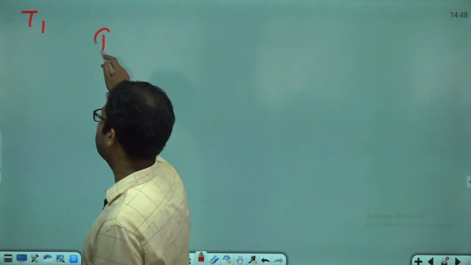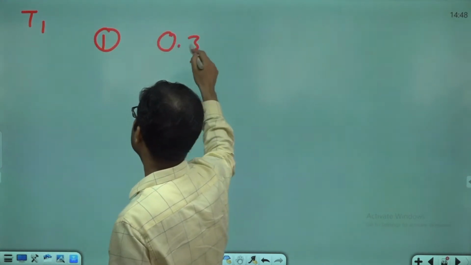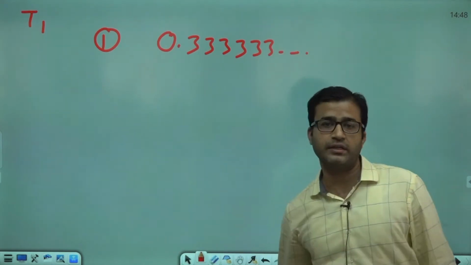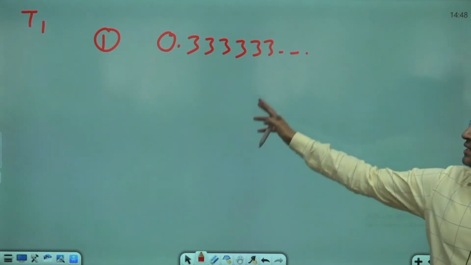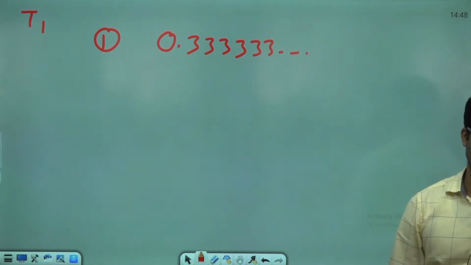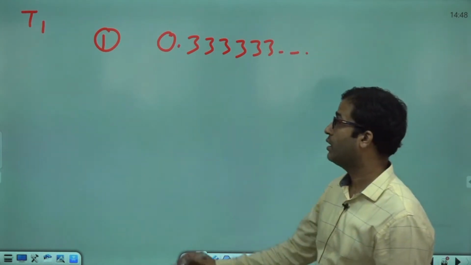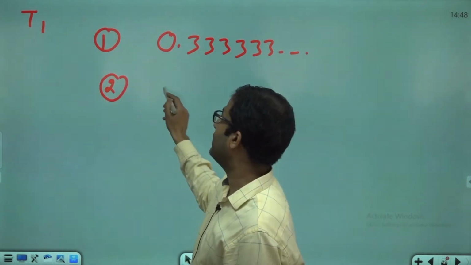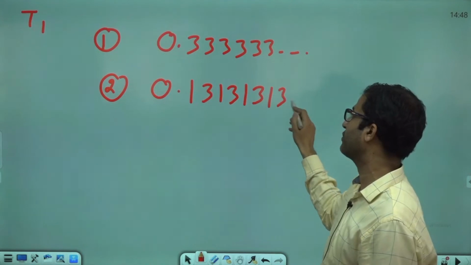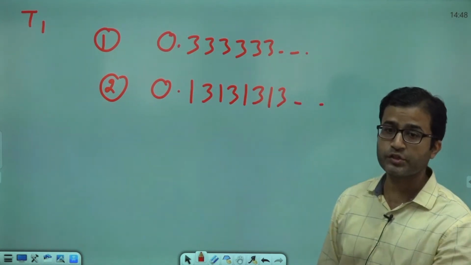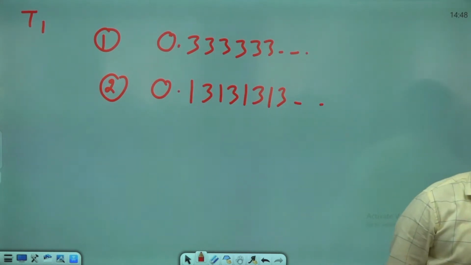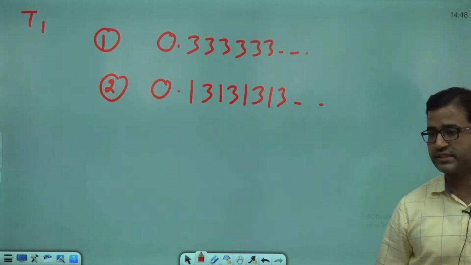Type 1 questions are very simple. I take 3 examples. The first example is like 0.333333. Let me tell you what type 1 questions are. Before the decimal there is 0 and immediately after the decimal there is a repetition. Second example like 0.13131313. It is not necessary there will be a repetition of 1 digit. There can be a repetition of 2 digits, 3 digits, 5 digits, 6 digits.